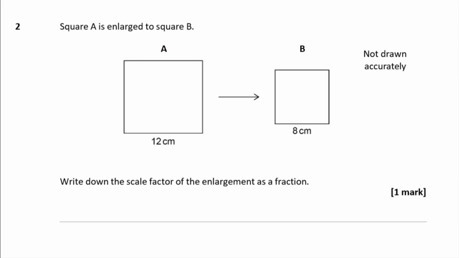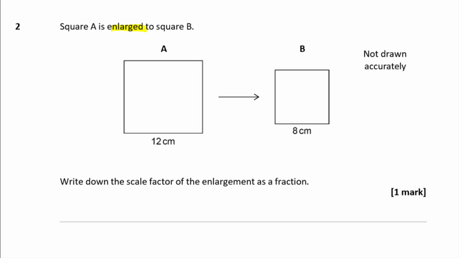Question 2. Square A is enlarged to square B. Write down the scale factor of the enlargement as a fraction. Okay, so we're actually going from A to B, aren't we? So, you know, it's a mathematical enlargement, but actually, if you look at it, it's being reduced in size, isn't it, rather than enlarged. Okay, so that means it's going to have a fractional scale factor.